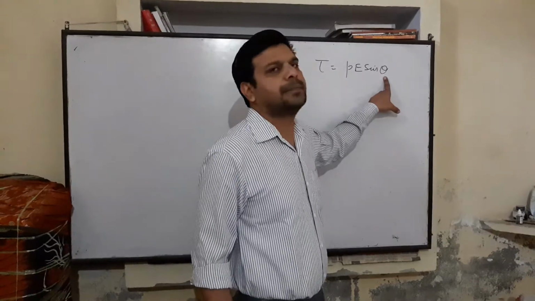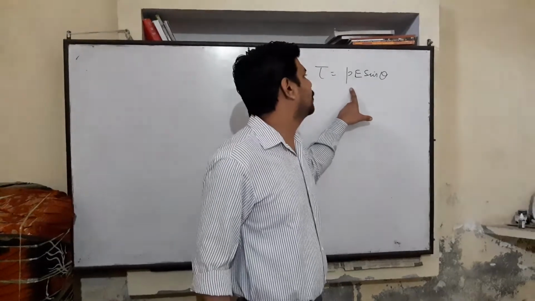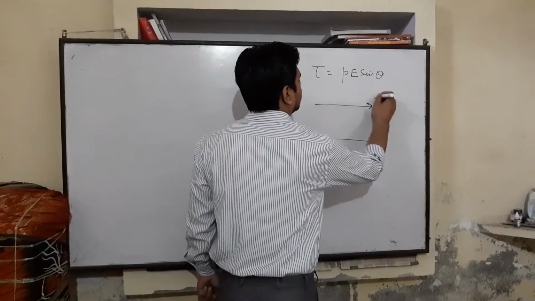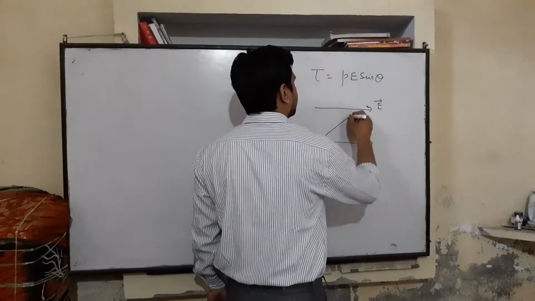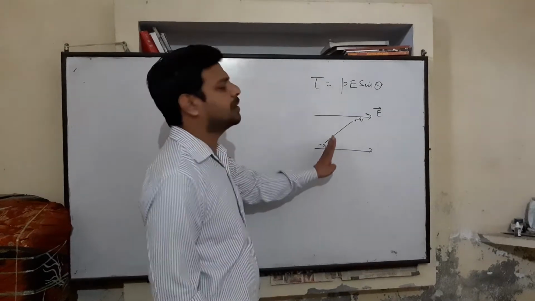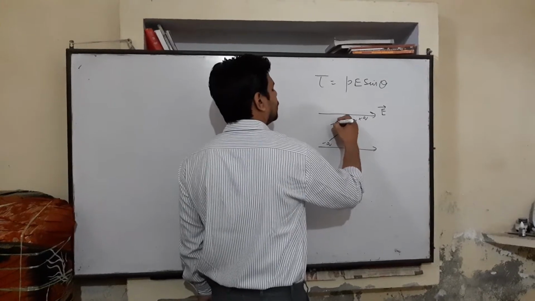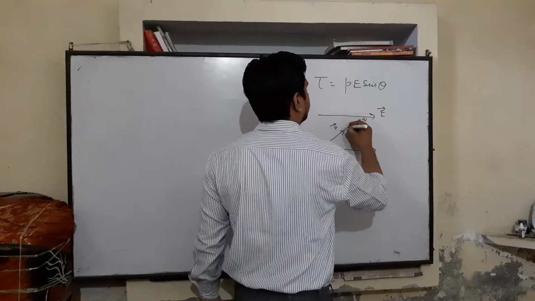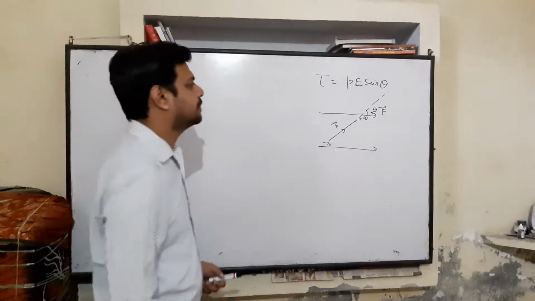Theta is a very important parameter. It is the angle between electric field and dipole moment. Consider the field is directed in this direction and we have placed a dipole like this, minus q, plus q. Then the dipole moment of this dipole is directed from negative charge to positive charge, as we know. Then the angle between P and E is theta.